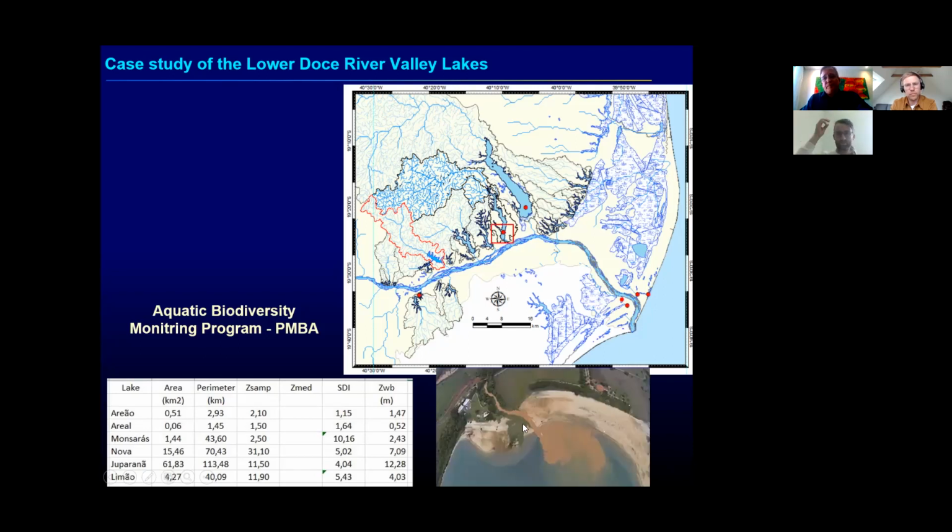Well, on January 26, 2016, this slurry entered. There was an intrusion of this slurry into the lower Nova Lake, when the first flood of the Doce River after the dam collapsed provided this intrusion of the slurry with trace elements and nutrients such as phosphorus and nitrogen into the lake.